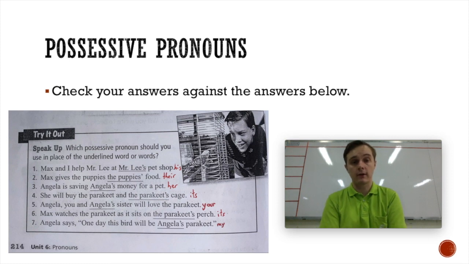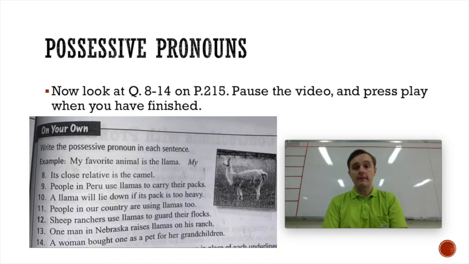So, give yourselves a score of 7. I know that number 5 and number 7 were a little bit tricky, but I hope everyone is getting at least 5 out of 7 there. Okay, let's do the next page. So, next page, page 215. Let's look at questions 8 to 14.